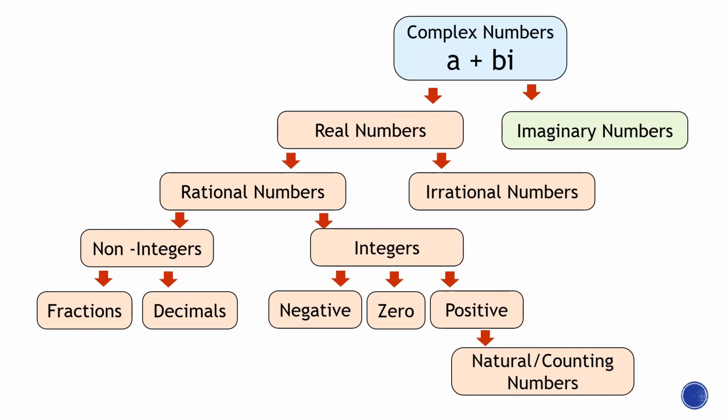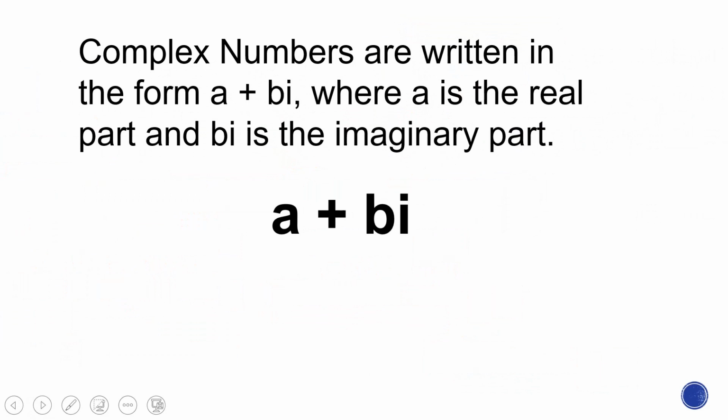We can express them in the form a plus bi, where a is the real part and bi is the imaginary part. We all know the real number system, and of course we also have the imaginary numbers. I also have a video about imaginary numbers on my YouTube channel, so please check that out. Okay, so let's go now to the definition of complex numbers.